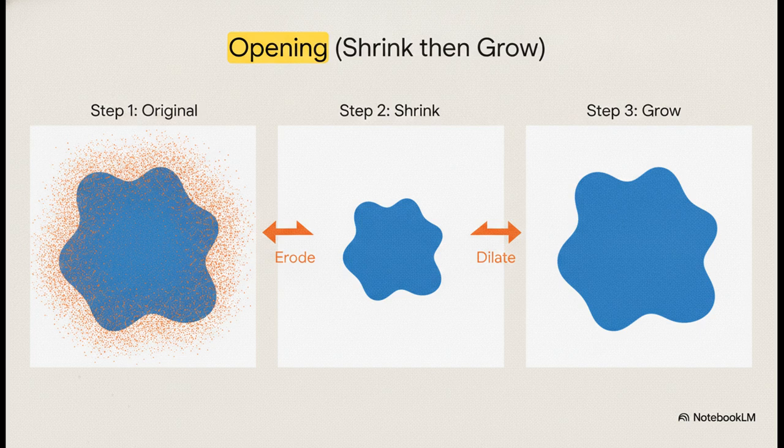Well, by shrinking it first, you completely delete those tiny speckles of bright noise forever. They just disappear. Sure, your main object gets a little smaller too, but that's where the second step comes in. The dilation step grows your main shape right back to its normal size. So you get to keep your main shape exactly as it was, but all that annoying noise is completely gone.